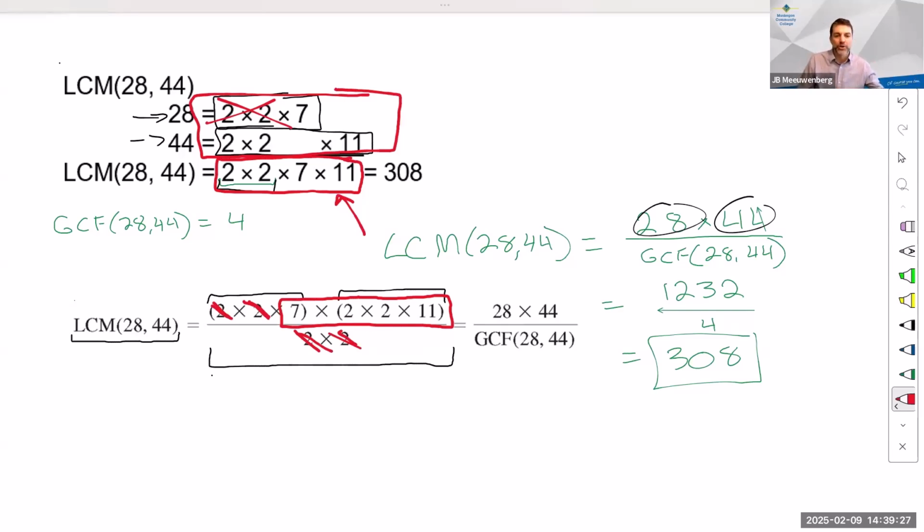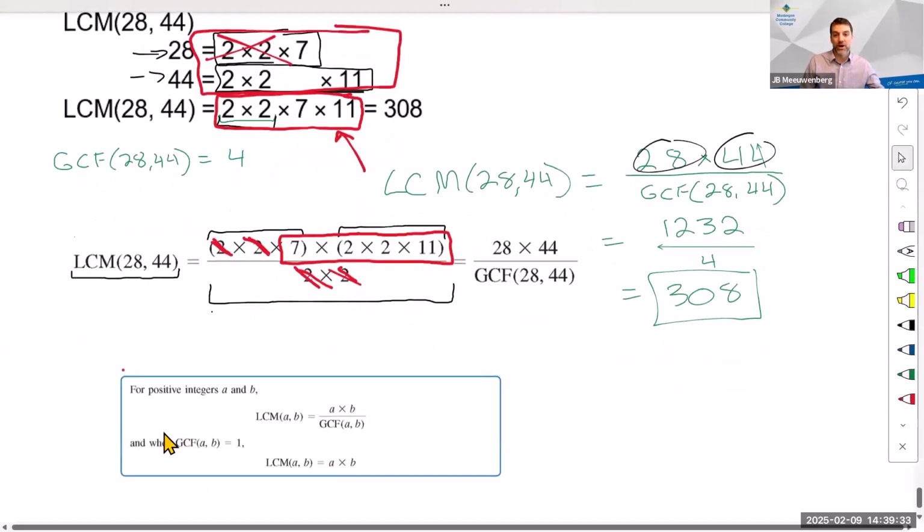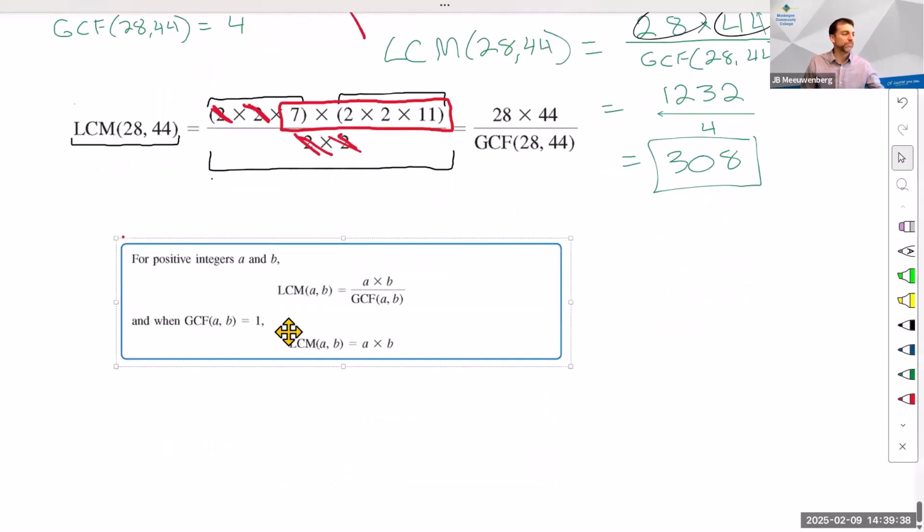So there's this interesting, unique relationship and a formula that's even associated. Some people enjoy formulas, but we can state this as a theorem for least common multiples of two numbers. For positive integers a and b, the least common multiple of a and b is equal to a times b over the GCF of a and b. That's what we showed right here. And then when the GCF of the two numbers is 1, it's just going to be a times b. Why? Because you would just end up dividing by 1.